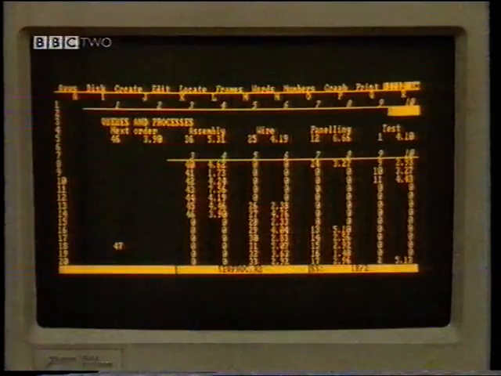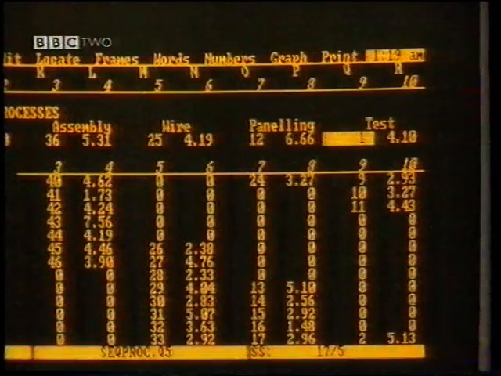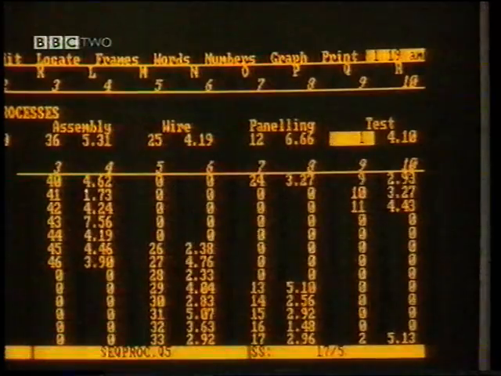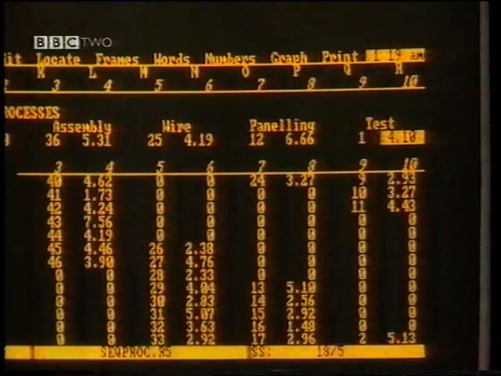So if we look in the 4th column, test, there's job number 1. Each of the jobs is given a number so that you can follow the progress of a job right through the factory. The figure alongside, 4.10, is the estimated time that the job will take in test.